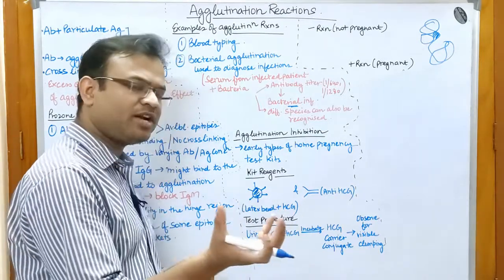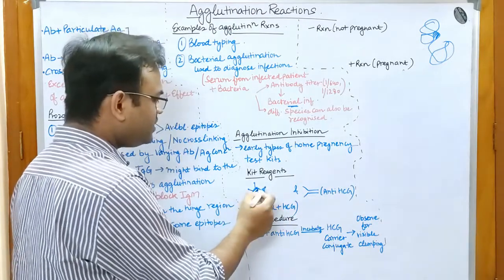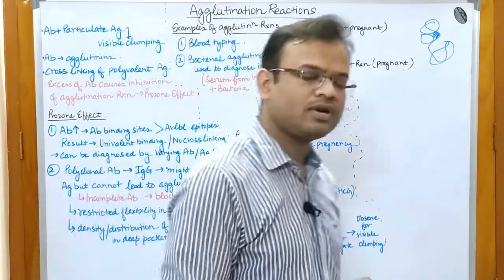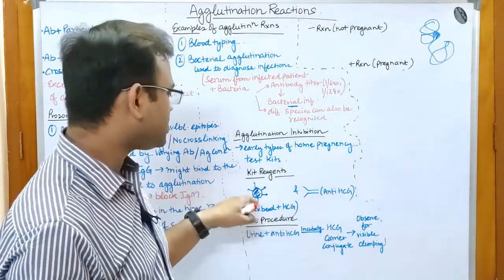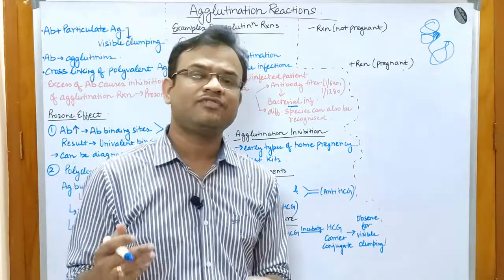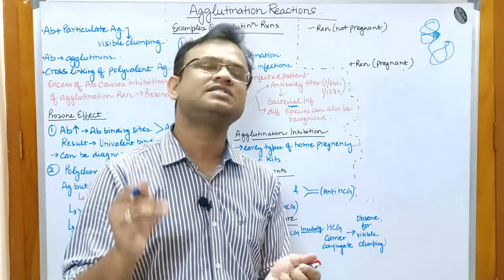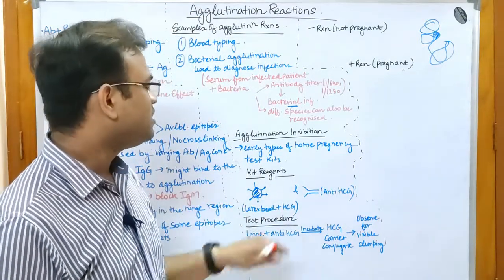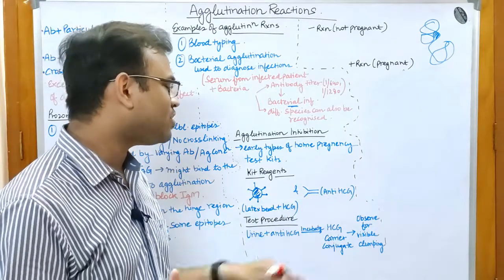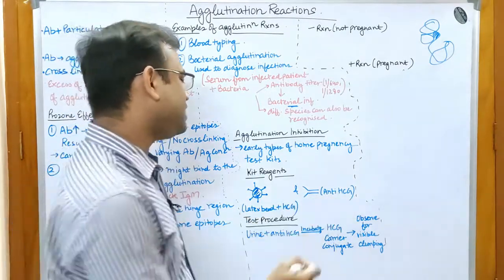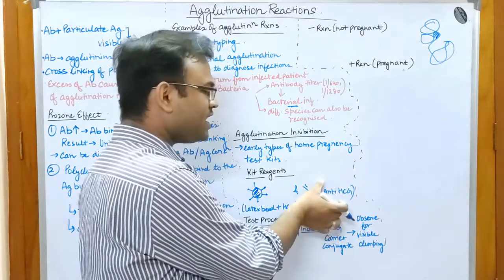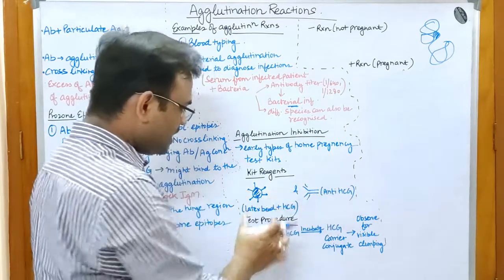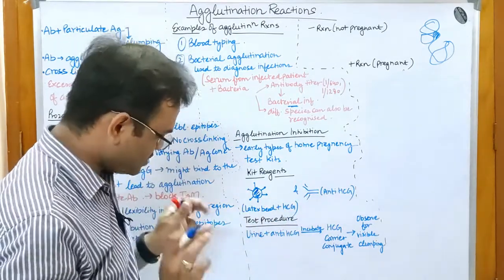This is a bead-like structure made up of latex, and on the bead there are HCG, human chorionic gonadotropin, molecules. You would know that whenever a female is pregnant, HCG is secreted. So we already have HCG attached on the latex bead. Plus, inside the kit, anti-HCG antibody is present, along with the latex bead on which the HCG has bound.